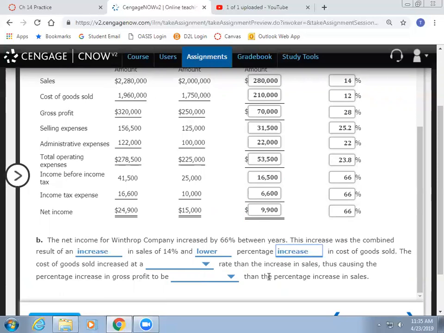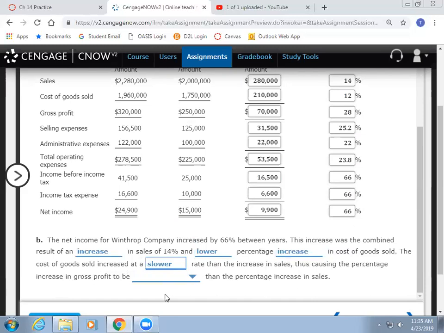The cost of goods sold increased at a slower rate than the increase in sales, thus causing the percentage increase in gross profit to be greater. So again, we were able to increase our sales at a greater rate than the increase in our cost of goods sold. Okay. So just giving you some insight into analysis and looking at how we actually measure performance, okay? You could do the same thing on a balance sheet.